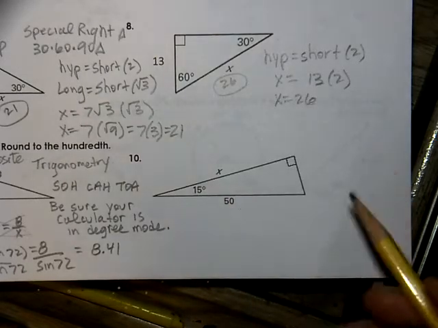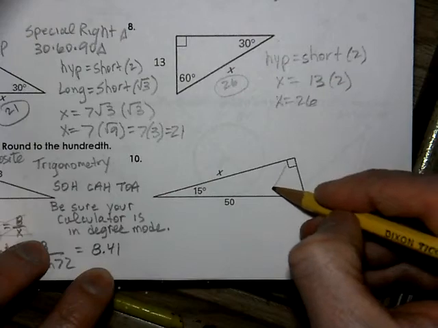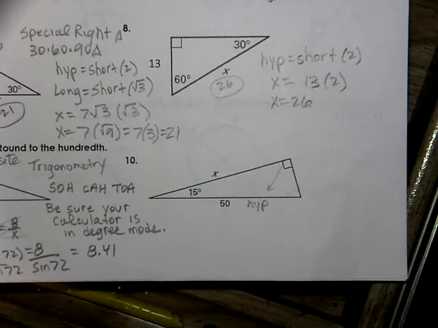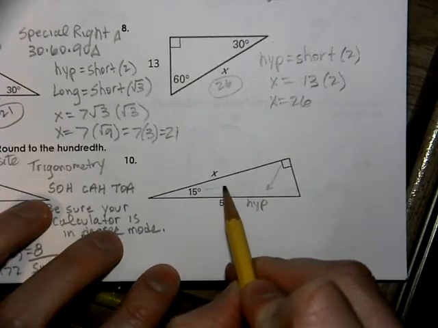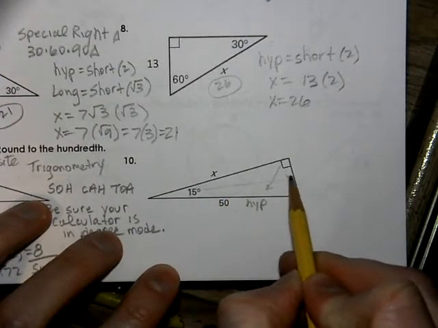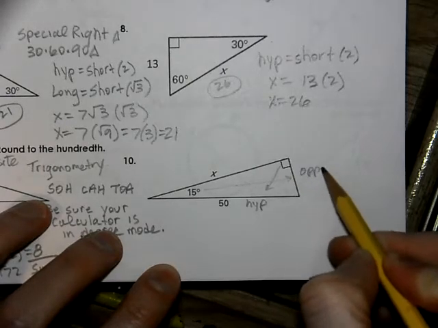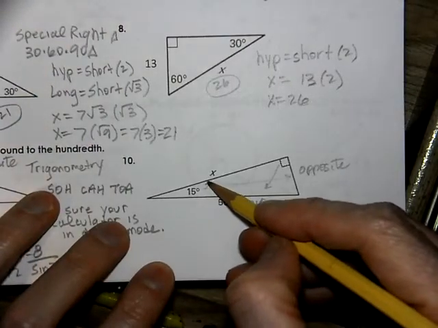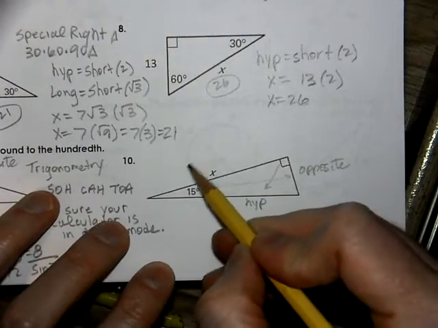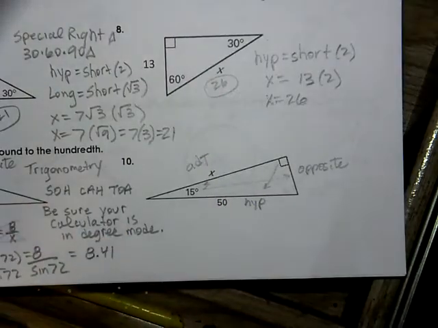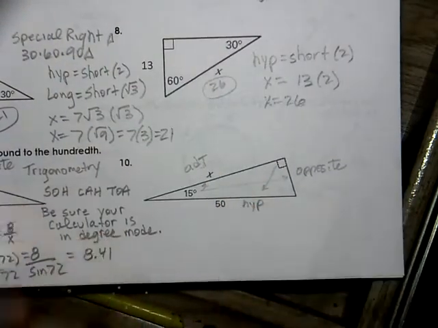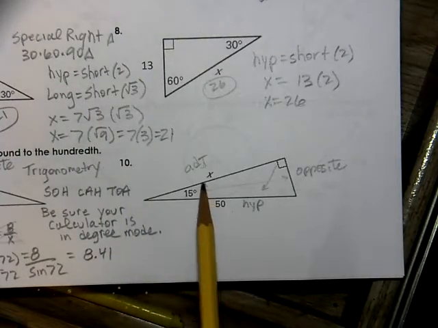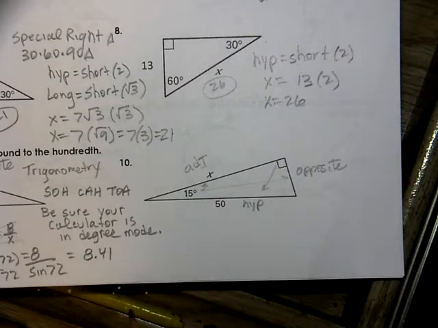Let's look at what sides we're dealing with. Across from the 90 degrees is the hypotenuse. Across from the 15 is the opposite side. It doesn't look like we're using that at all. And next to the 15 is the adjacent side. So which trig function are we going to use that deals with the adjacent and the hypotenuse?